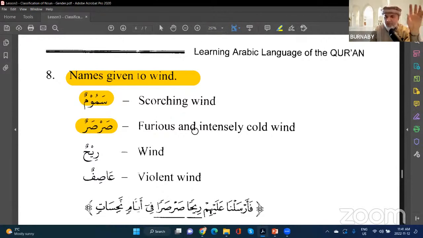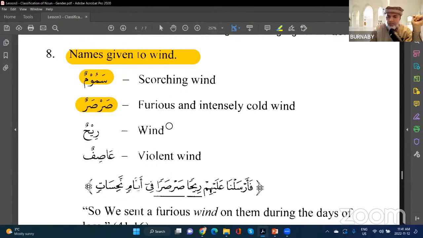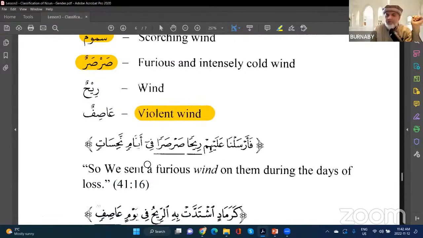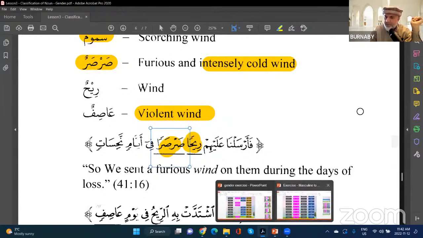Are we familiar with this? If you go to the desert, you will find the Samumun. And if you are in Canada, in the mountains, in the snow and rain, and there is a wind, that will be the Sarsarun, the intensely cold wind. Rihun is the wind, right? Asifun is the name of a violent wind. Okay. فَأَرْسَلْنَا عَلَيْهِمْ رِيحًا سَرْسَرًا. Wind of what kind? Intensely cold wind. Feminine. Making sense? Okay.